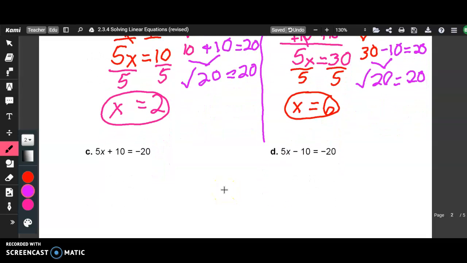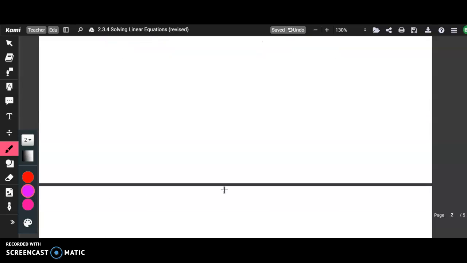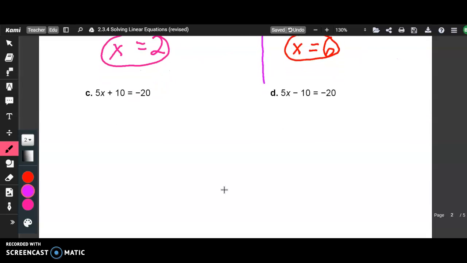Alright, so now you guys are going to try C, D, E, and F on your own. Real quick, before you go on to letter C, what is going to be your first step to solving this equation? What is going to be your first step to solving question D?